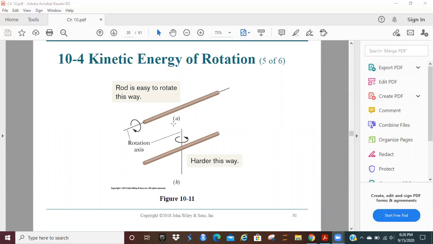Here we have, if the axis is going through the long part of whatever this tube or rod happens to be, then the rod is easy to rotate on that axis of rotation. A little bit harder to rotate it around the middle like this. And you can probably see why.